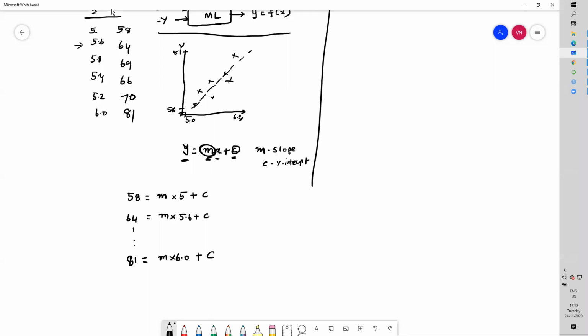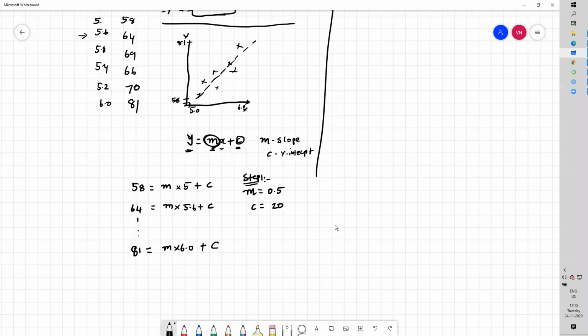Let us randomly initialize, step 1. Let's randomly initialize m and c. For example, let's randomly initialize m to be 0.5 and c to be, let's say, 20. I just started randomly. I have no clue whether these values are good or not.